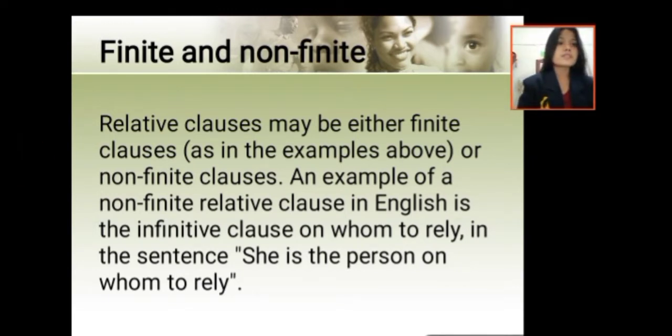Finite and non-finite. Relative clauses may be entire finite clauses, as in the example above, or non-finite clauses. An example of a non-finite relative clause in English is the infinitive clause on whom to rely in the sentence, she is the person on whom to rely.